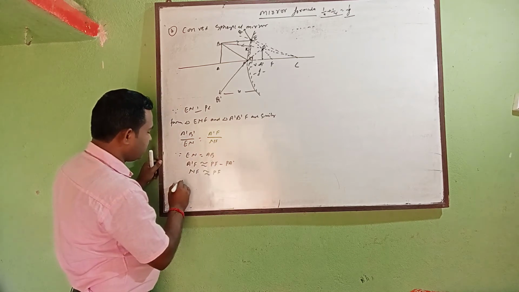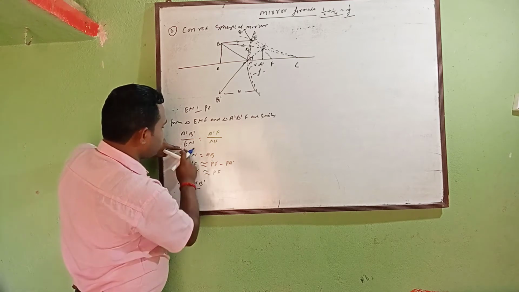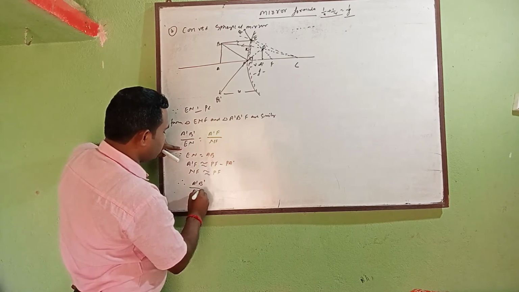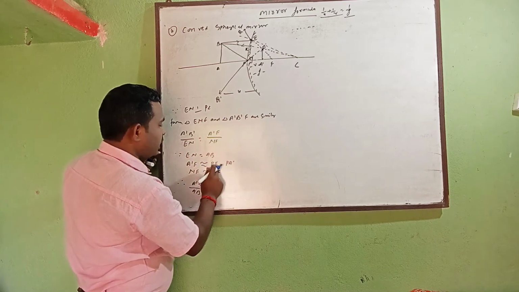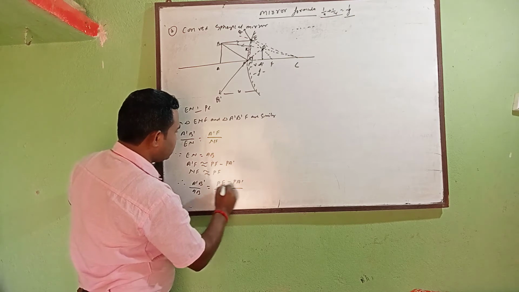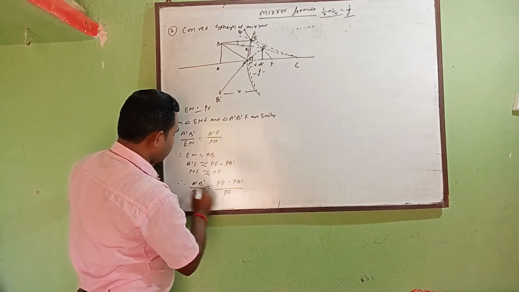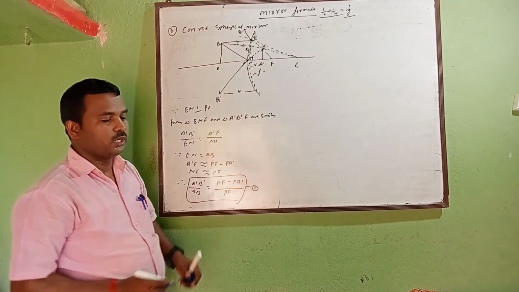So put this value. Therefore you will write A dash B dash, and at the place of EN you will write AB, equal to A dash F, that is PF minus PA dash, divided by PF. This is the first equation. Can we write it? Very good.